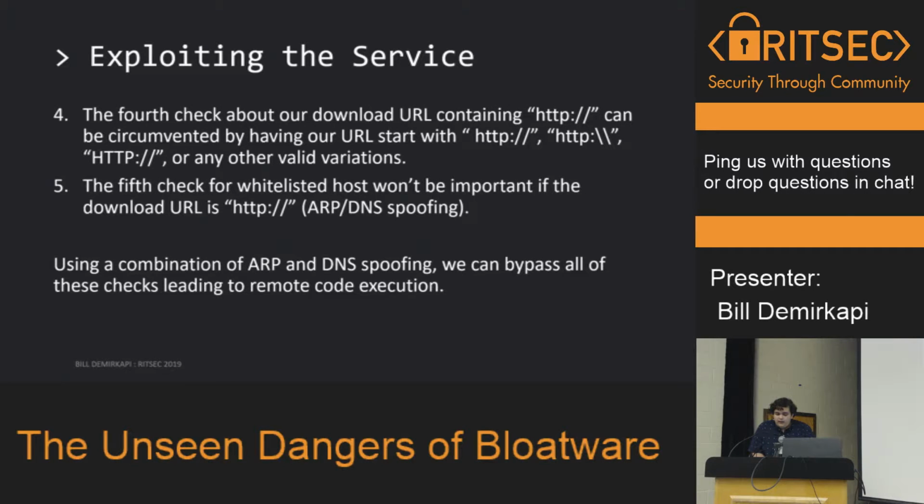The fourth check, about our download URL not starting with http://, can be bypassed by not having our URL start with http://, rather space http://, or just all caps HTTP://. There are so many variations for this. It was a really rudimentary check. It was case sensitive, and it just seemed easy to bypass. So all we need to do is ARP and DNS spoof the victim, and we can successfully bypass all checks, leading to remote code execution.